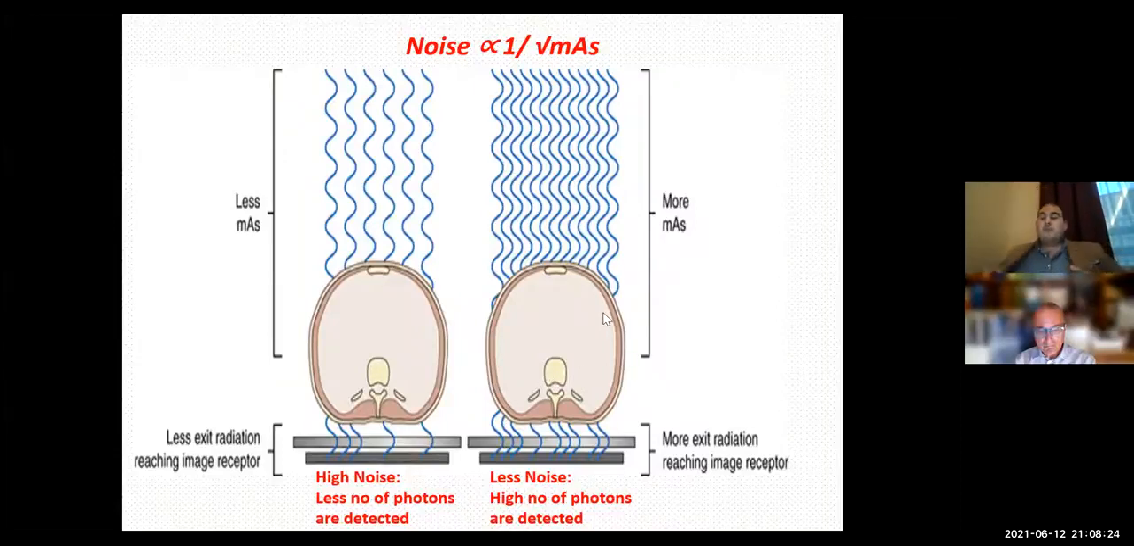So you have to optimize. What is the milliampere I have to use with a certain patient, with a child, with a baby, with an obese patient?